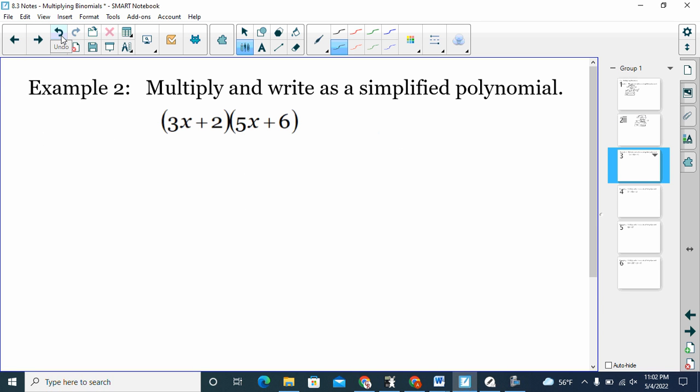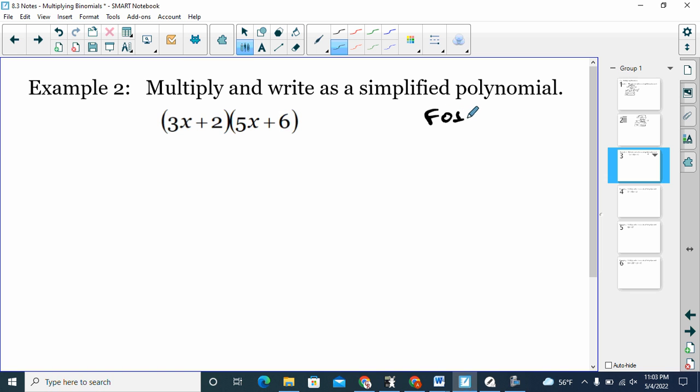Example 2, similar problem. It asks us to multiply the binomials together and to write our answer as a simplified polynomial. We are given 3x plus 4 times 5x plus 6.